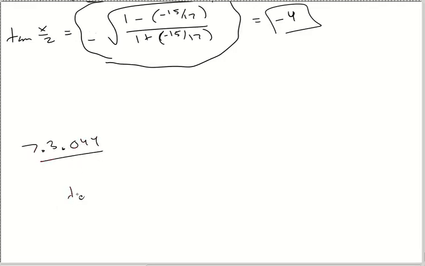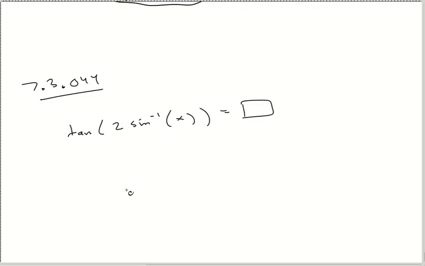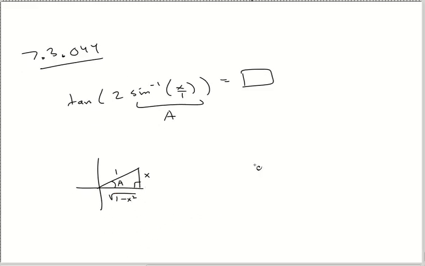73044. So I've got tangent of 2 times the arc sine of x. And they ask, what does that equal? Before I can keep going, I need to see this as an angle A, and I want to find out what that is. I'm going to assume quadrant 1 if they don't say anything. So angle A, sine is the opposite over hypotenuse, and the adjacent is going to be the square root of 1 squared minus x squared. We have the information needed for A.